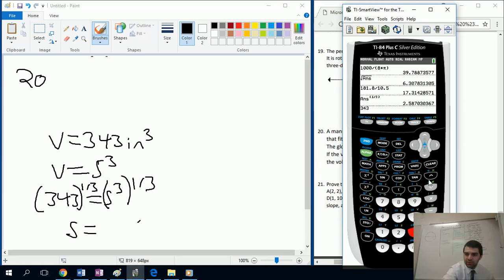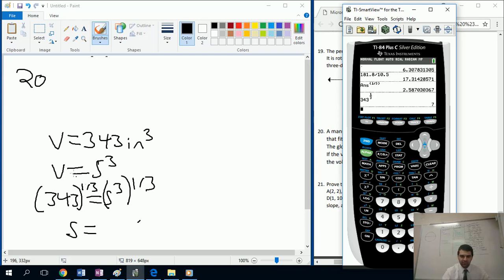343 to the 1/3 power. So the side length of the cube is going to become 7. Now let's draw this thing. Have a cube, and we have a sphere in it.